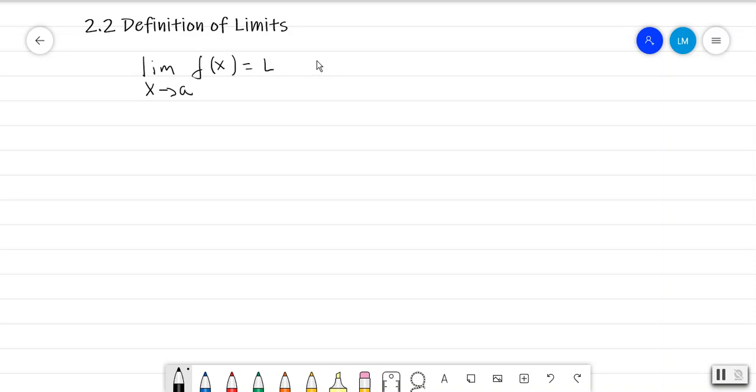Now this is where it gets a little interesting. So we say if and only if the limit as x approaches a from the left of f of x equals the limit as x approaches a from the right of f of x. Basically all that means is that the left limit has to equal the right limit in order for the limit to actually exist.